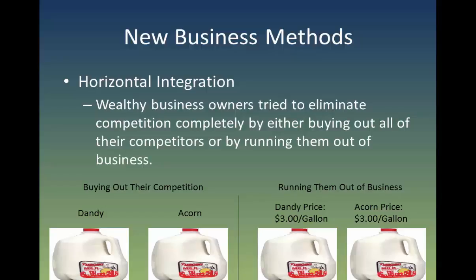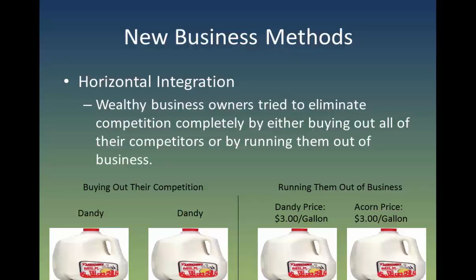Okay, so two ways here horizontal integration works. The first way, very simple. Buying out their competition. You have to be a wealthy business owner to do this, but if the Dandy Mart was owned by a wealthy business owner, in order to take out the competition, they simply buy them, and that's what you see on the left side. Okay, the Dandy buys out the Acorn, they now no longer have competition. The more aggressive way, and the way that you probably have to have a lot more money to be able to do, is by running them out of business.